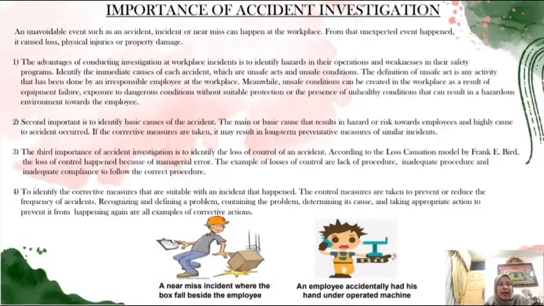For example, every hazardous machinery at the factory or the industry need to have a safeguarding, as it is to prevent from employee getting their hand in operated machine. Because while working, there are many unexpected event or unexpected situation that can happen and cause to accident. Like the picture below, an employee accidentally had his hand under operated machine.